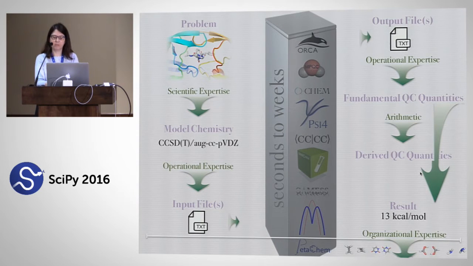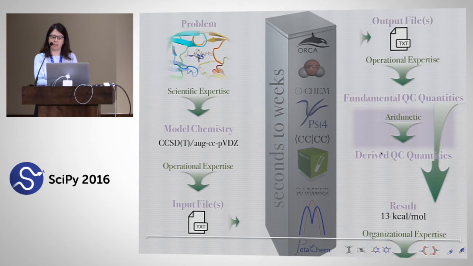We'll take a brief tour of these capabilities, starting first with the intriguing arithmetic arrow. These fundamental quantum chemistry quantities we've seen can take up to weeks to generate, and so we want to get as much use out of them as possible.